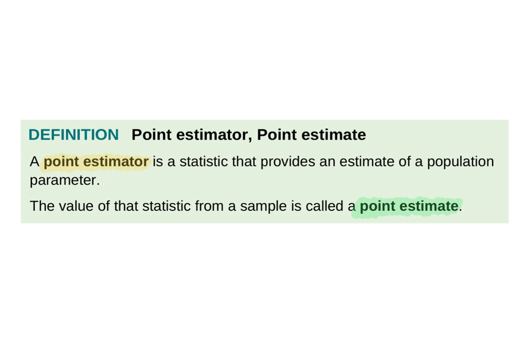So that is the thing in the sample that provides an estimate of our population parameter, the thing that we're looking for. And so whatever value that point estimator takes is called a point estimate.